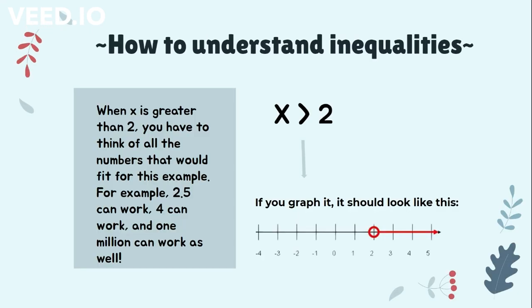Now let's try to understand these inequalities. So here's an example that I found. When x is greater than 2, you have to think of all the numbers that would fit for this example. For example, 2.5 can work, 4 can work, and 1 million can work as well. If you graph it, it would look like this. You would plot an open circle on the 2, and the direction would go to the right since it's a greater than symbol. And for x greater than 2, there are an infinite amount of solutions because x could be any number greater than 2. It could be 3, it could be a billion, and so on.